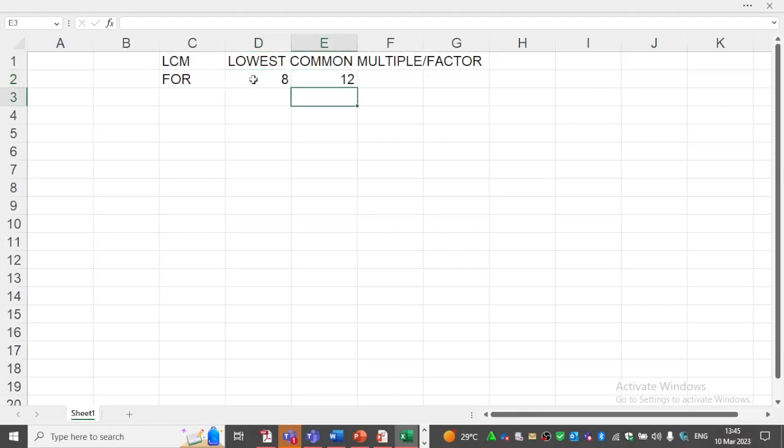As I did mention, for the lowest common factor we're actually looking for what we call the lowest common multiple of each number. So for example, for 8, for the first one, we say 8 times 1, then 8 times 2, which equals 16. And then we add another 8, and we get 24.